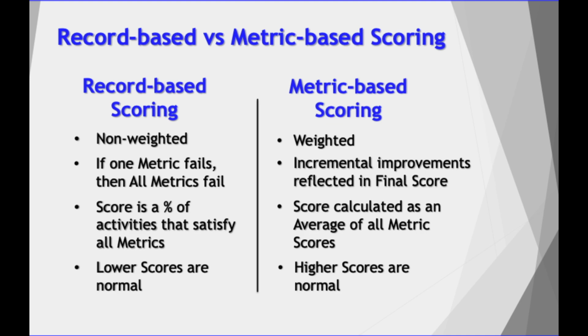With metric-based scoring, Acumen calculates the score using an average of the metric scores. Metric-based scoring allows incremental improvements to tasks to be reflected in the overall score. The metric-based method typically produces higher scores because a single task needs to fail in multiple areas simultaneously in order to receive a low score.